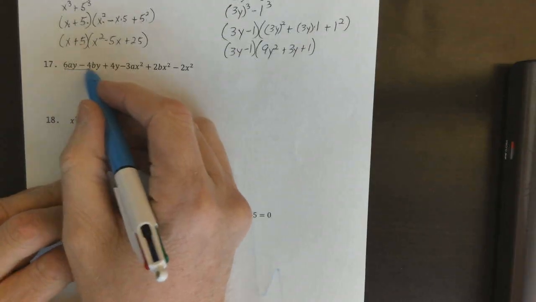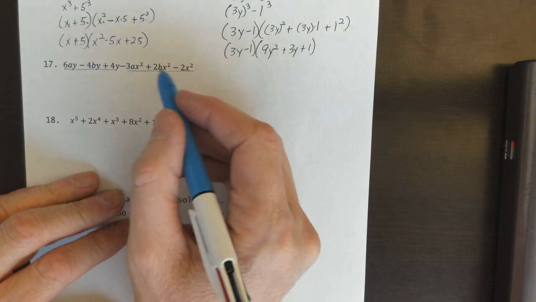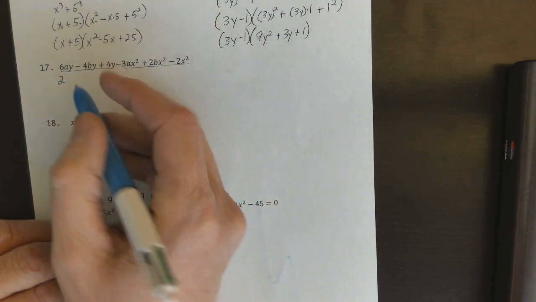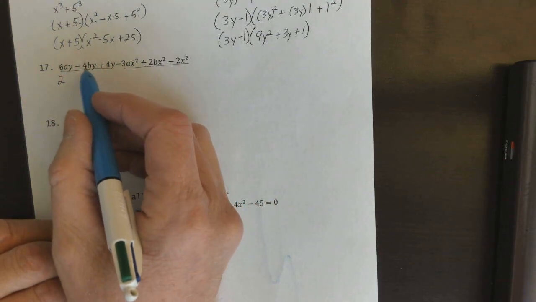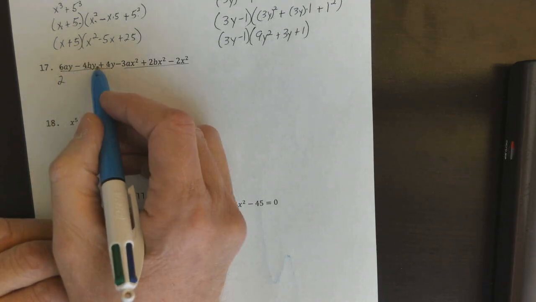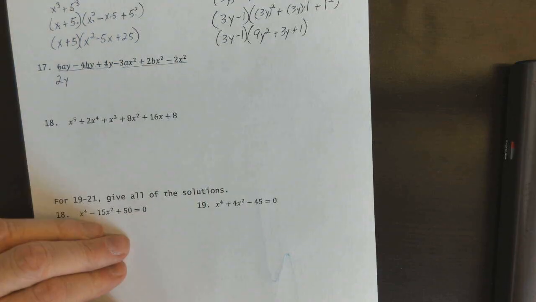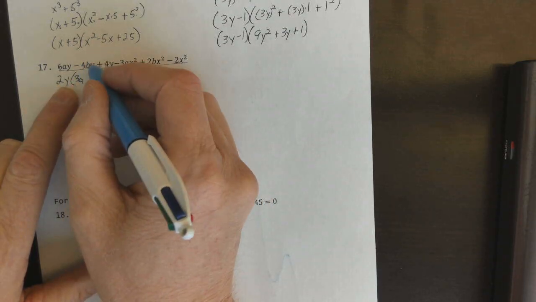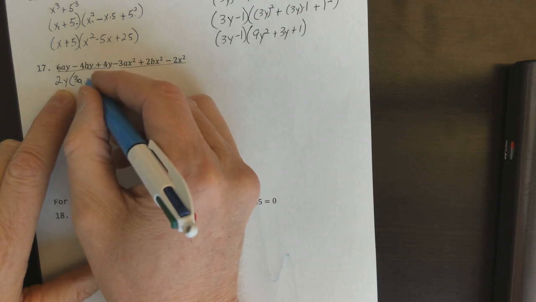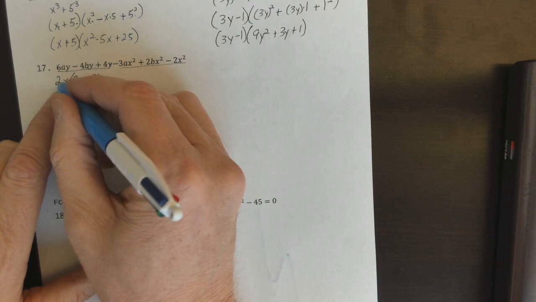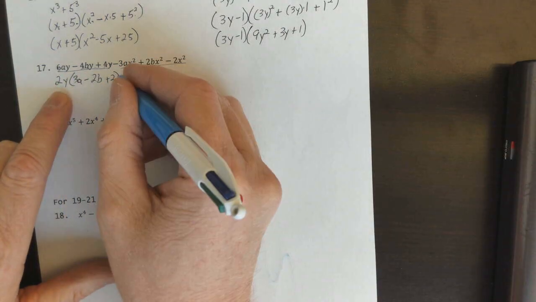This one, you have 6 terms. We're going to group. So this has 6, 4, and 4. 2 goes into all those 3 coefficients. And then you have a and y. You do not have an a here. You do have a y, and you have a y here. So 2y is the GCF. 6ay divided by 2y is 3a. 4by divided by 2y is negative 2b. 4y divided by 2y is plus 2.